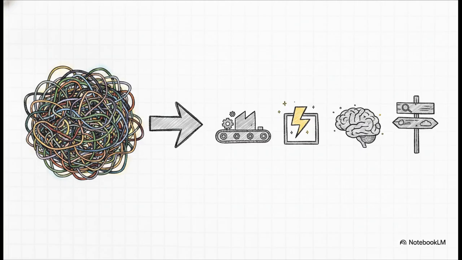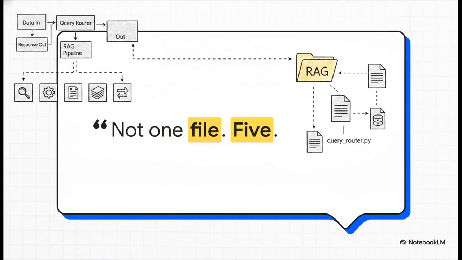Our source material really hits the nail on the head with a punchy observation about this specific layer. Not one file, 5. Honestly, this is the ultimate litmus test for whether an application is built for reality. Modularity isn't just a nice-to-have, it's a strict requirement for scaling. When a bug pops up in how a query is routed, you do not want to be sifting through 1,000 lines of RAG pipeline code to find it. You just go straight to query_router.py.